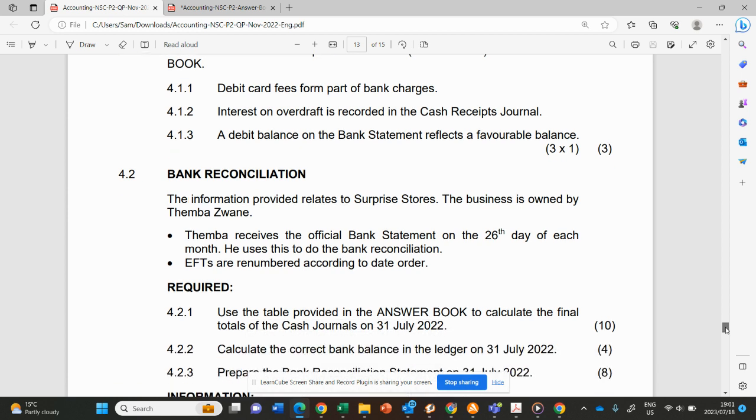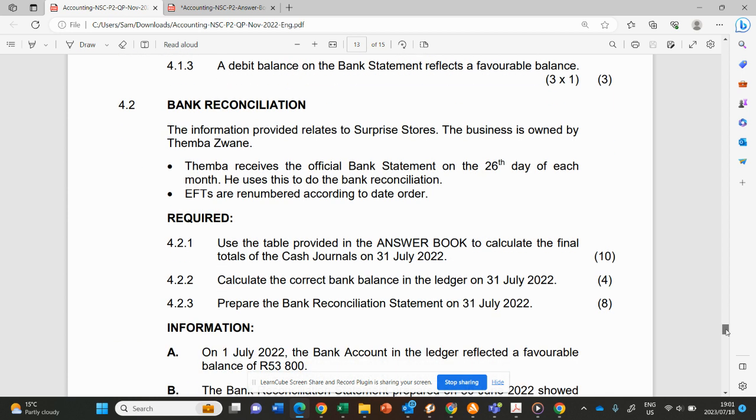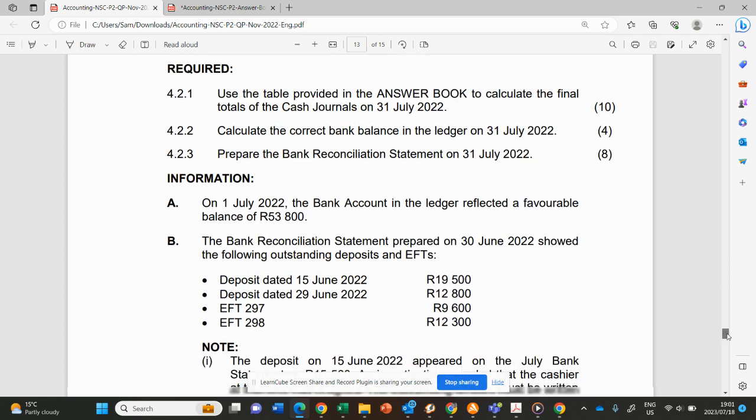Okay, there is the information that we are given, that we need to do the BRS for July. The date is July 2022. Okay, it's fine. Then we are given the information as follows.